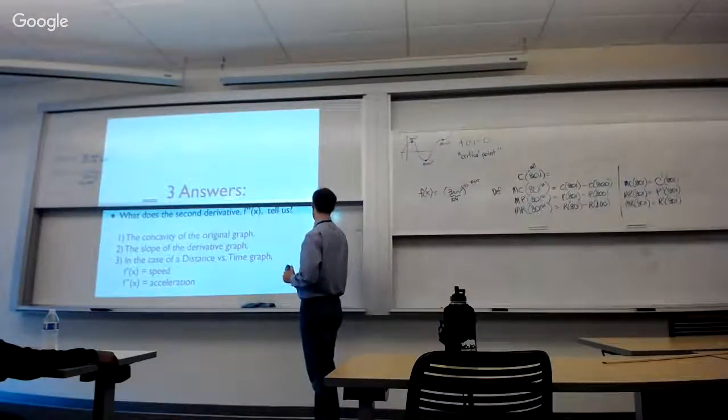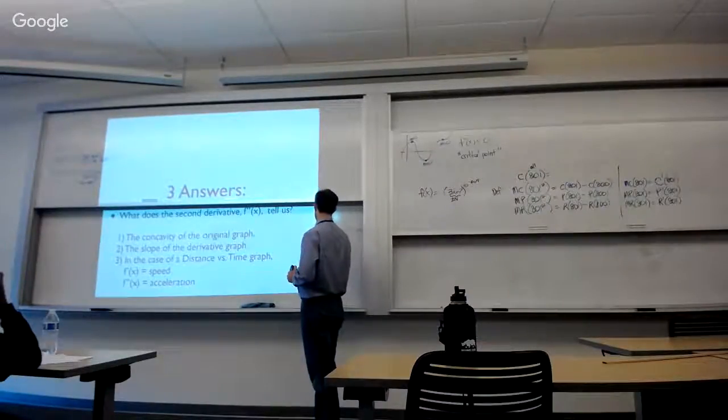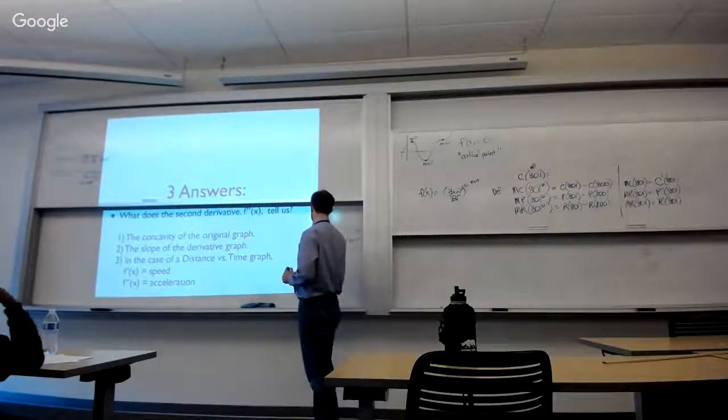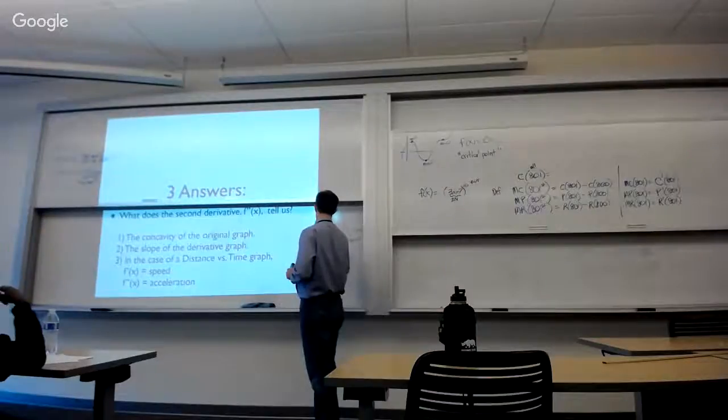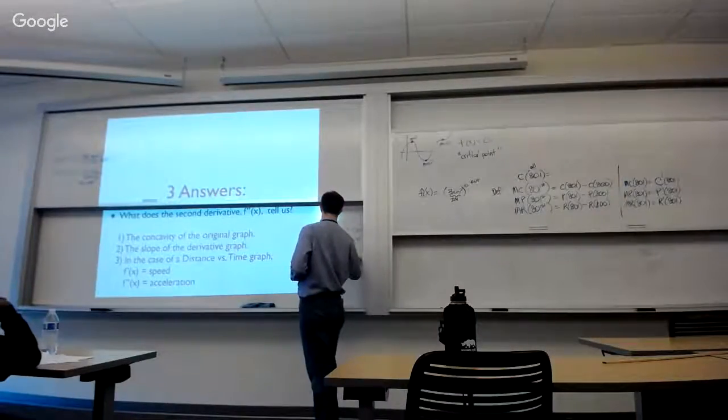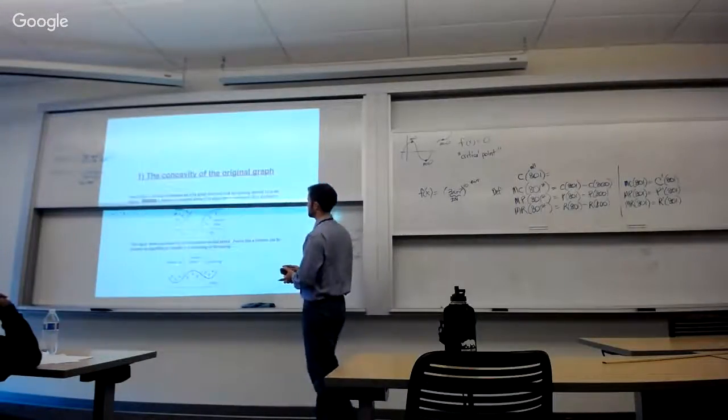So in a distance versus time graph, f of x would be your distance, and f prime of x would be your speed, and f double prime of x would be your acceleration. Okay. And those are just in terms of interpreting.